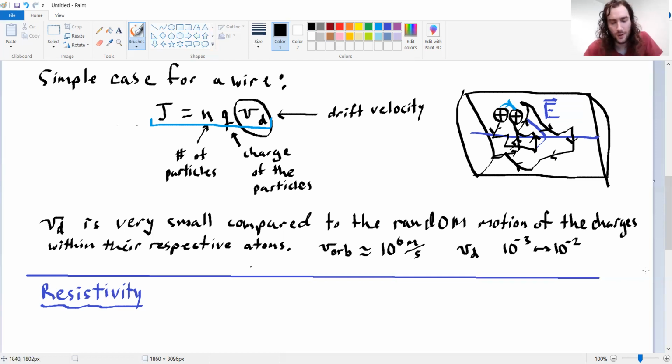Not very big. We could account for a few more special cases if we say maybe 10 to the minus 4 up to, let's say, 10 to the minus 1. But you can see that it's far less than the orbital velocities of these charged particles calculated classically from something like Coulomb's law. Okay. Give you guys a second to copy that down.